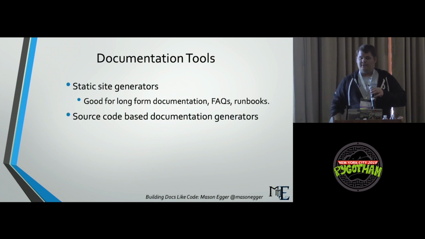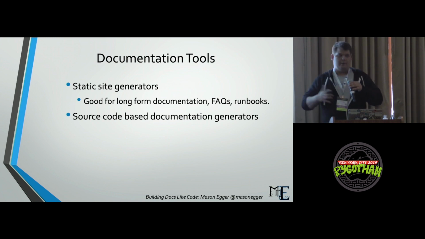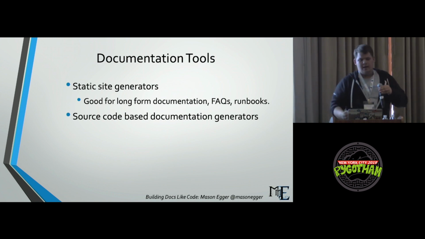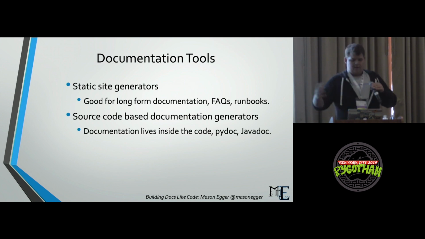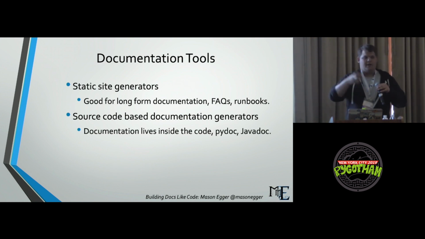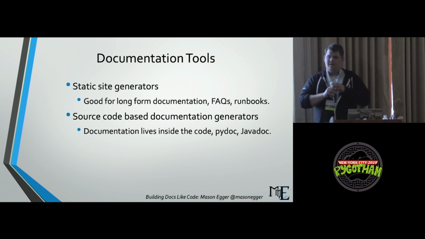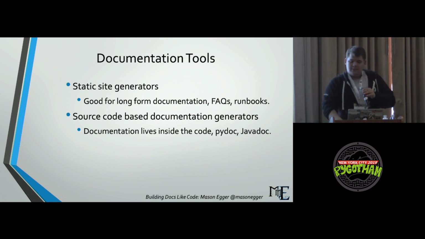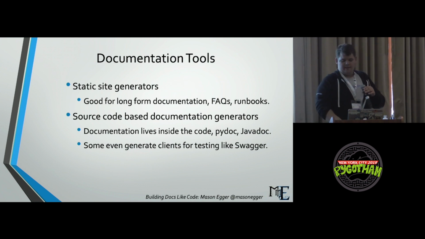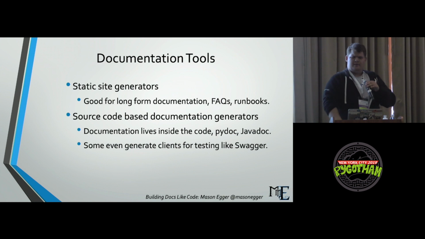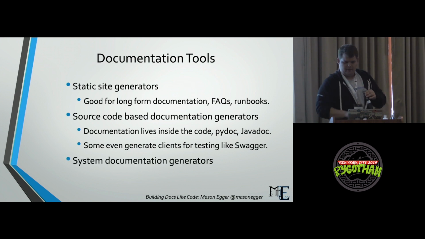Source code-based documentation generators. These are the ones that most developers, I would say, are more likely to be familiar with. If you're not, totally fine. But documentation lives inside the code. PyDoc, JavaDoc, that kind of stuff. I don't know what the other ones are for the other languages, so I usually just write this. Some even generate testing clients like Swagger, so REST API stuff does Swagger based on the OpenAPI. I think that's what it's still called. Framework, they changed the name on me. Everybody does that. Everybody changes the name on me.